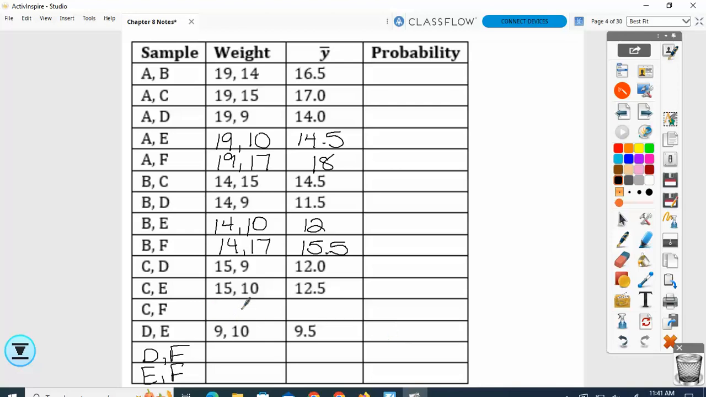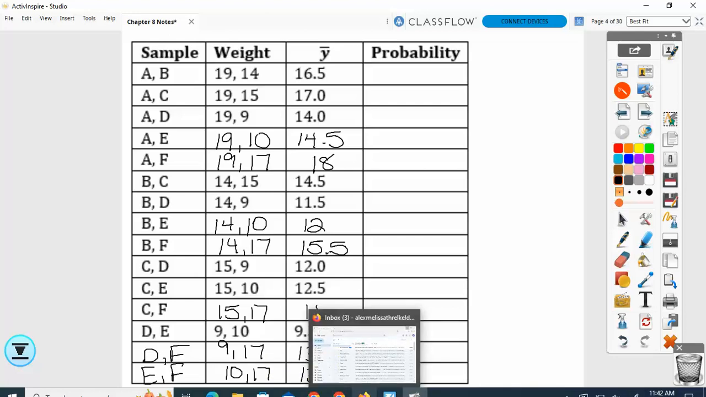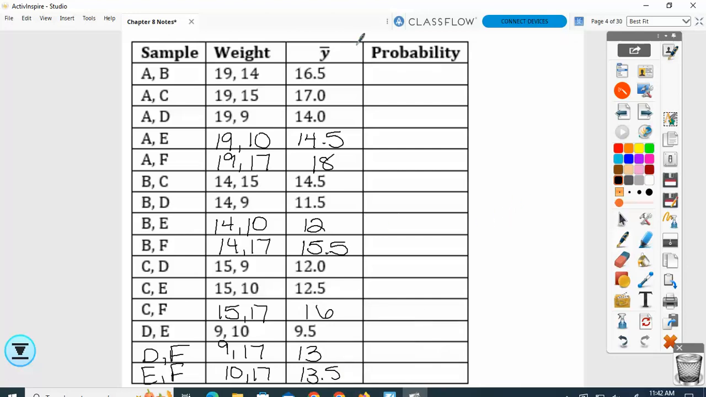15.5. C and F: pumpkin C weighs 15 pounds, pumpkin F weighs 17 pounds, we get 16. D and F: pumpkin D is 9, pumpkin F is 17, so 13. E and F: 10 and 17, so 7, 5, 2, 15. Alright. Does everyone know where I got those sample means from?